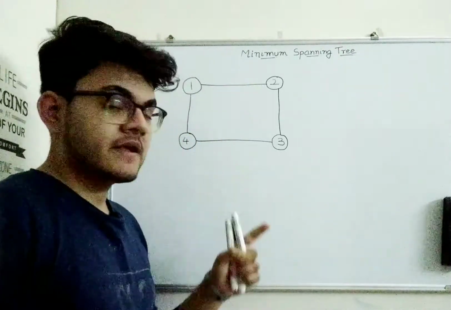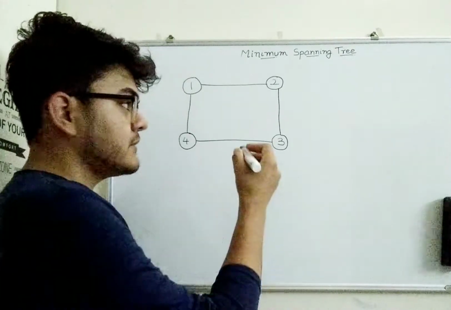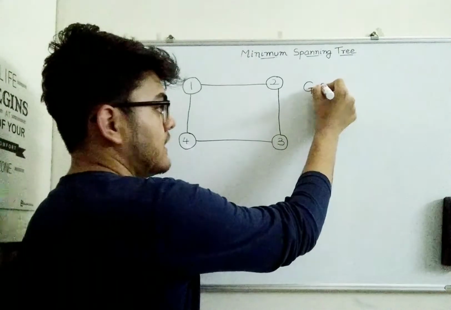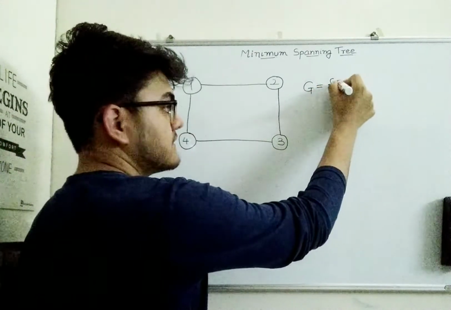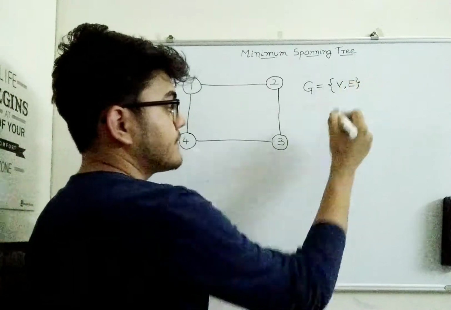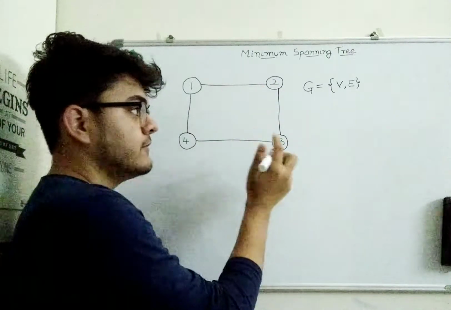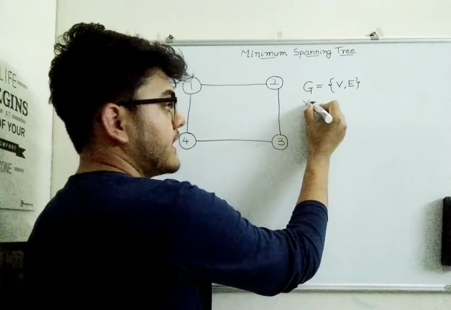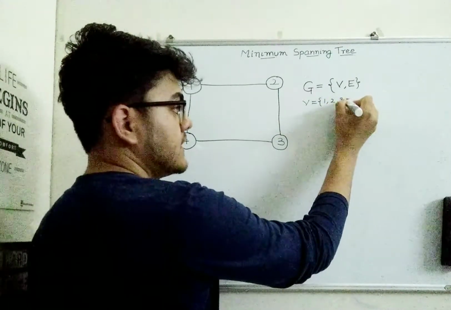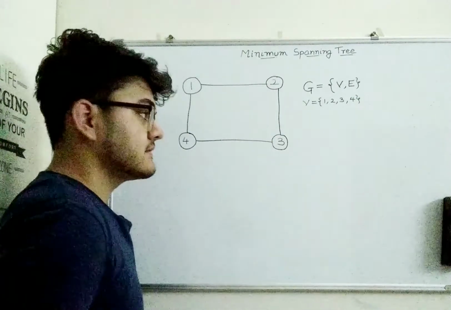Observe that I have drawn a very simple graph here, and let's suppose I say that this graph is G, and we know that a graph is a set of vertices and edges. The vertices of this graph are 1, 2, 3 and 4. So I'm going to write here V = {1, 2, 3, 4}, where V represents the vertices.